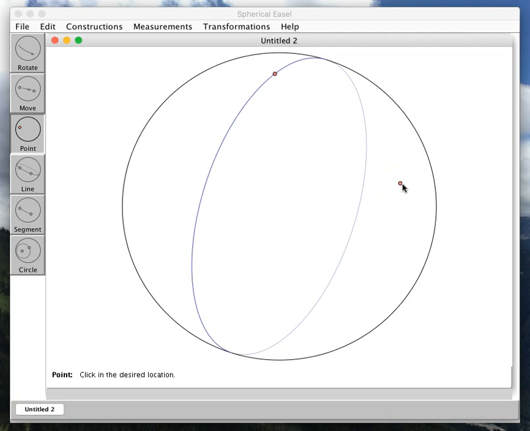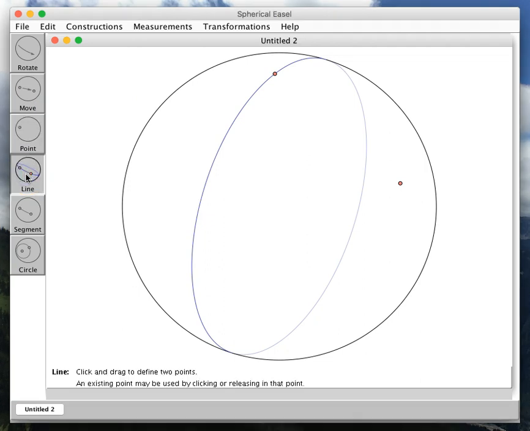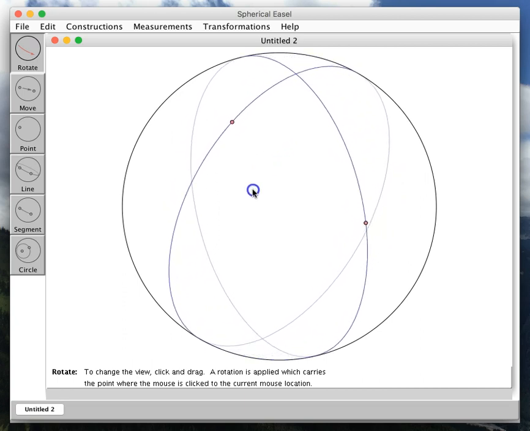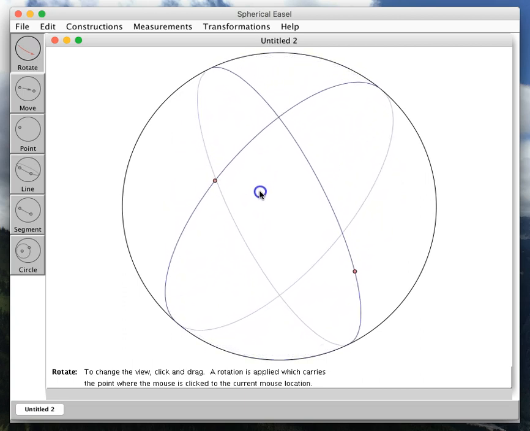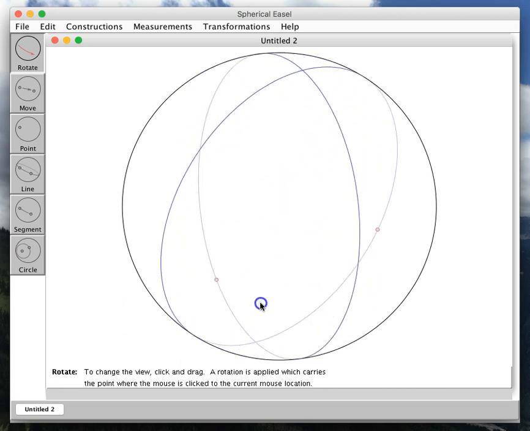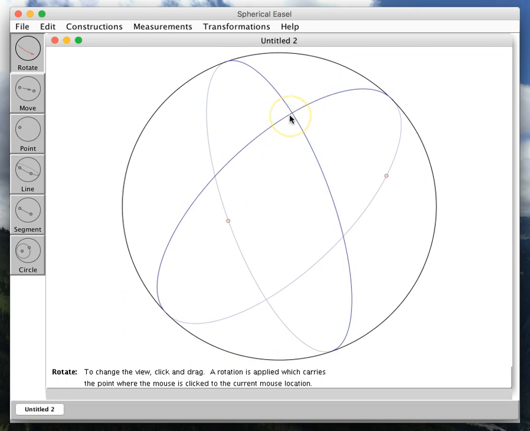Now, let me draw another line. Okay, let me draw another line. And I want it to be through this point. You see what I did there? It's a line through that point. But the problem that we have now is if I rotate my sphere now, they're intersecting. They're intersecting there, and if I go all the way around the Earth again, they're intersecting right here.